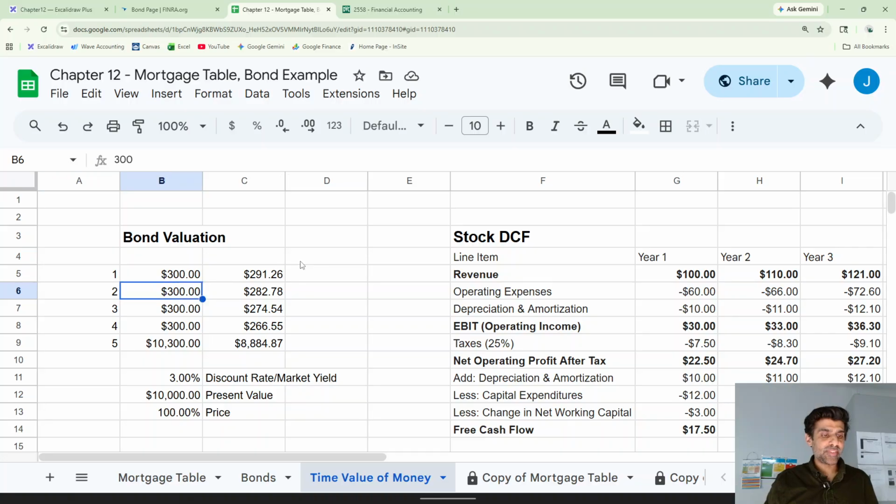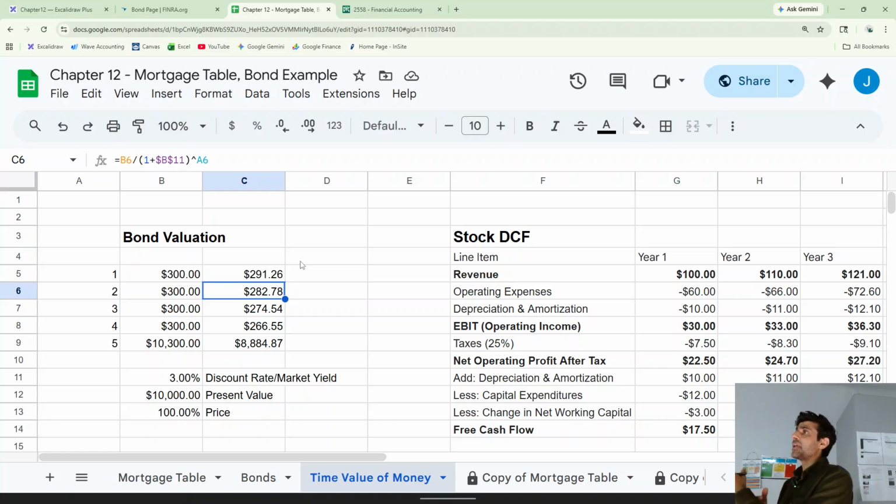The present value of the second year, even though it's $300, is a little lower. Why? Because it's taking me a little more time to get that $300. There's opportunity cost, that extra year. So $300 in 2 years is worth a little less than $300 in 1 year, right? And that makes sense because you're having to wait an extra year for it. And then, of course, after 5 years, even though you're getting 10,300, you're having to wait 5 years. And so the present value of that is $8,884.